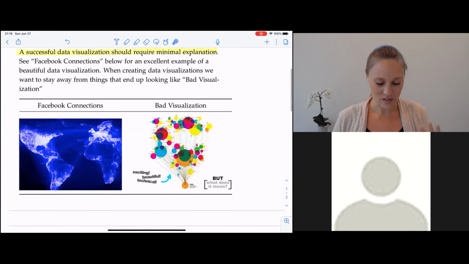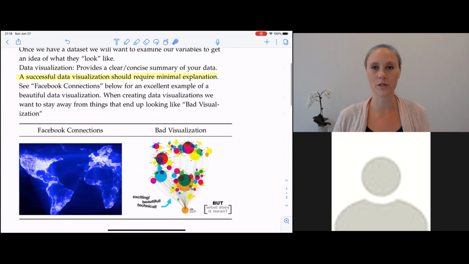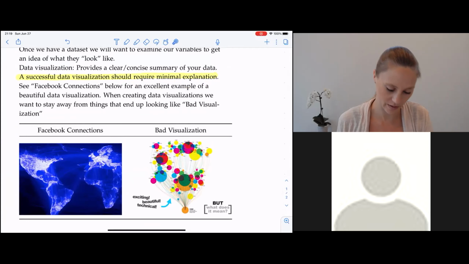Okay, so if you're producing some sort of visualization, go back to basics and always keep in mind that it should require minimal explanation. Right?